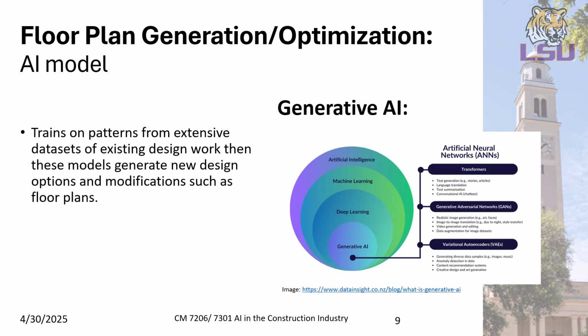Generative AI trains on patterns from extensive data sets of existing design work. Then these models generate new design options and modifications such as floor plans. Generative models can propose solutions when parameter or compliance issues are detected by computer vision or NLP analysis. For example, alternative entrances or exits to meet ADA door clearance requirements, alternative wall locations to meet square footage requirements, or alternative window locations, each capturing a different view of the site.